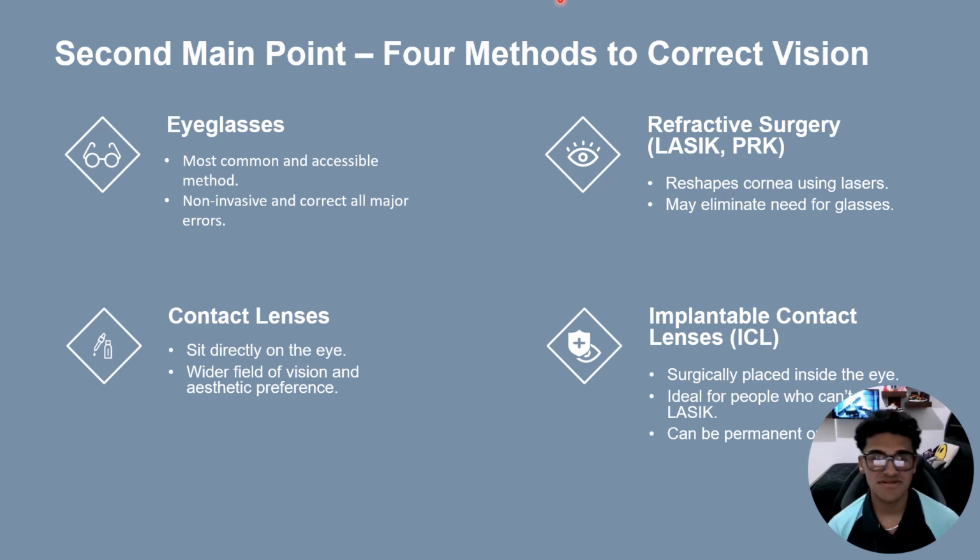Finally, implantable contact lenses, also called ICLs. These lenses are surgically placed inside the eye. They are a great option for people who aren't candidates for LASIK. ICLs can be permanent or removable depending on the person's condition. All of these methods are valuable depending on the individual's lifestyle, budget, and health conditions.